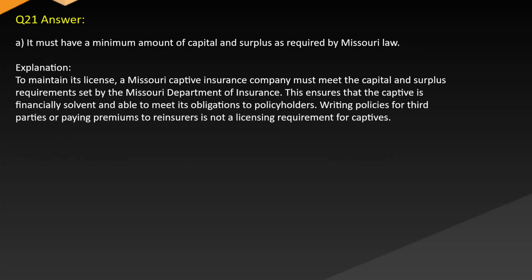Correct answer: A. It must have a minimum amount of capital and surpluses required by Missouri law. Explanation: To maintain its license, a Missouri captive insurance company must meet the capital and surplus requirements set by the Missouri Department of Insurance. This ensures that the captive is financially solvent and able to meet its obligations to policyholders. Writing policies for third parties or paying premiums to reinsurers is not a licensing requirement for captives.